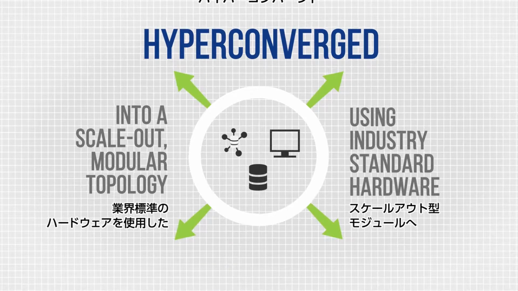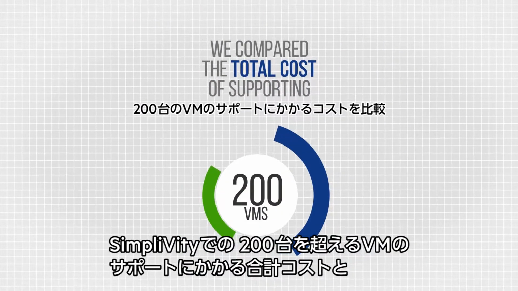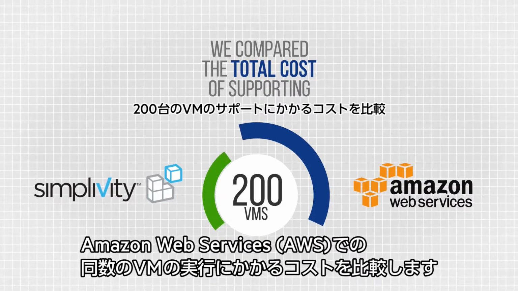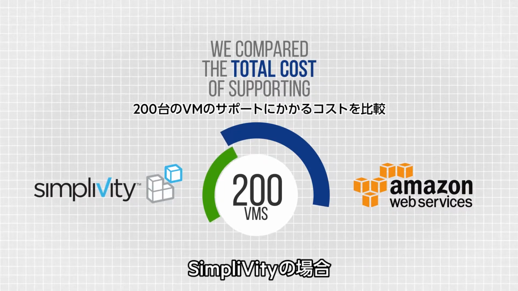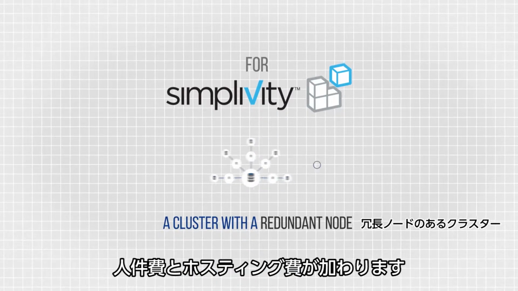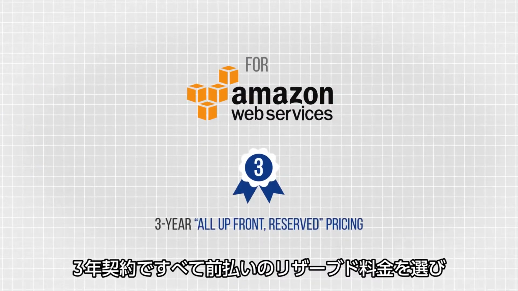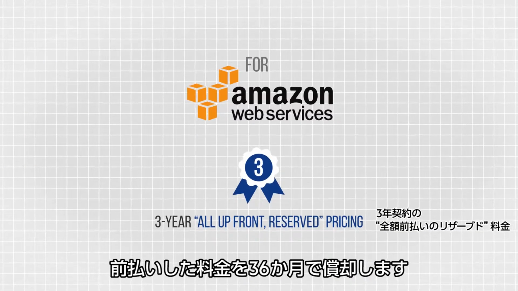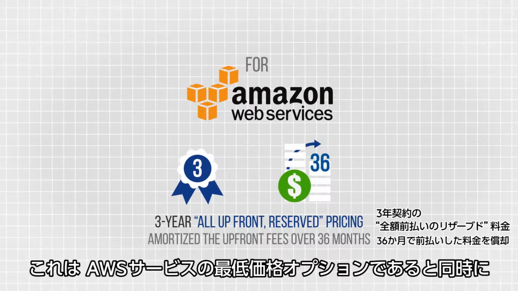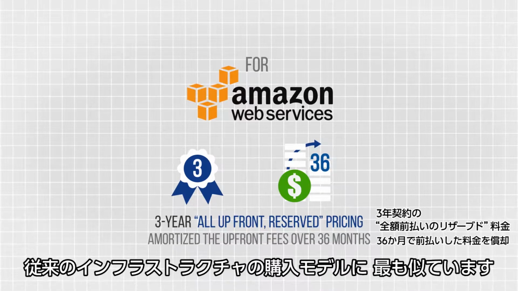Hyperconverged infrastructures combine the discrete components, storage, compute, and storage networking, into a scale-out modular topology using industry-standard hardware. For this model, we compare the total cost of supporting just over 200 VMs on SimpliVity with the cost of running the same number of VMs in Amazon Web Services, or AWS. For SimpliVity, this was a cluster with a redundant node for high availability, plus the costs of labor and hosting. For AWS, we chose the 3-year, all upfront reserved pricing and amortized the upfront fees over 36 months. This was the lowest cost option for AWS services and the one that most closely resembled a traditional infrastructure purchase.